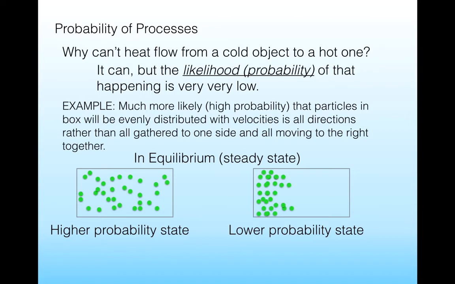And so these two different states, although for any one state, if I took a snapshot of that state, they all actually have the same probability. But for the types of states that look like the one on the left versus the types of states that look like the one on the right, there are just going to be more possible states that are evenly distributed than there are for all the molecules to be in one half of the box.